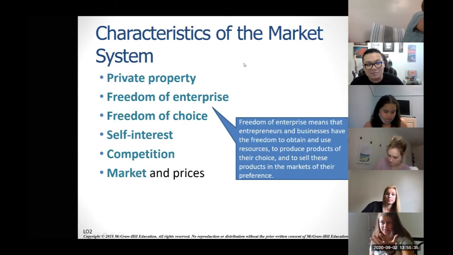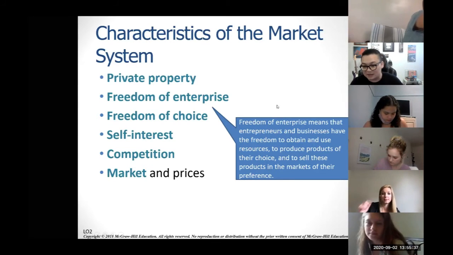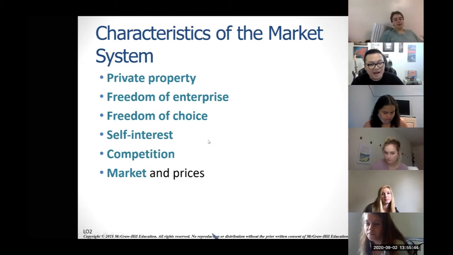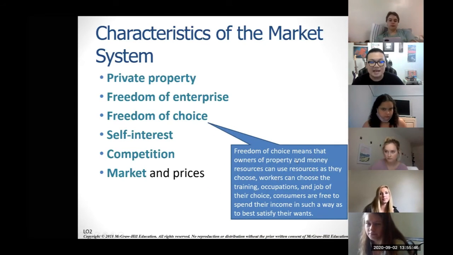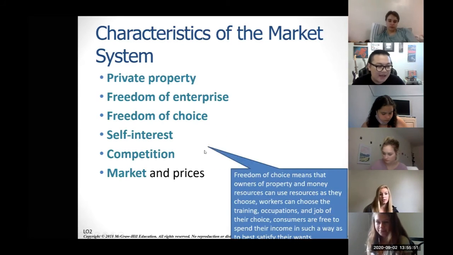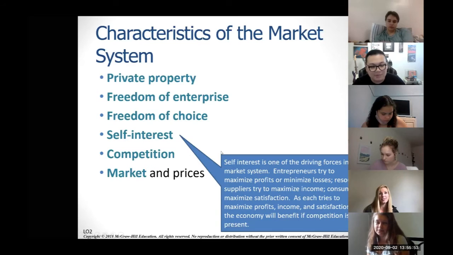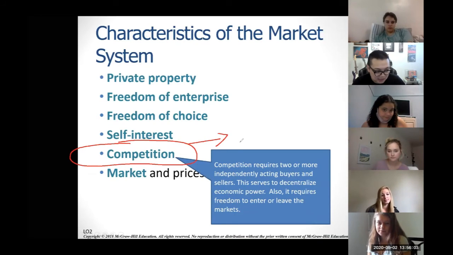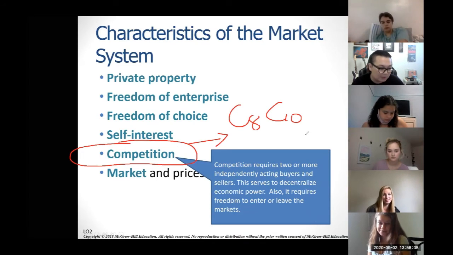But however, in the market system, the freedom of enterprise means the company can do a lot of things they want to do. And freedom of choice means the owner of the property and the resource can use the resource as they choose. And self-interest, we talked about these things before, because they want to achieve utilities. And competition, we're going to spend some time to talk about competition when we talk about the market model in chapter 8 and chapter 10, when we talk about pure competition and monopoly.